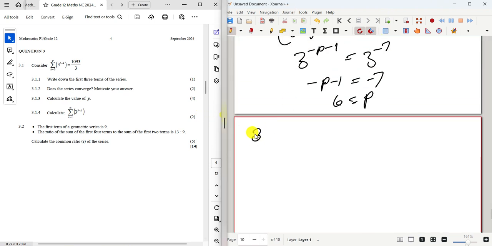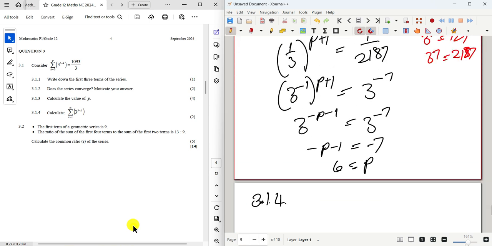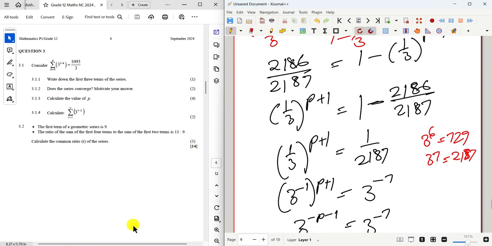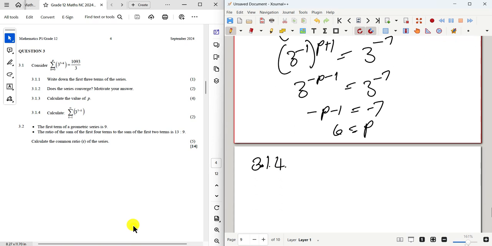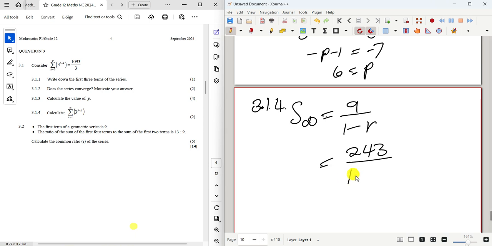3.1.4, they say calculate the sum to infinity of this. Do you guys remember what the first term was? And the common ratio? It's 1 over 3. So for the sum to infinity, it's a formula given. Sum to infinity is a over 1 minus r. What is a? 243, isn't it? Yeah, 243 over 1 minus 1 over 3.